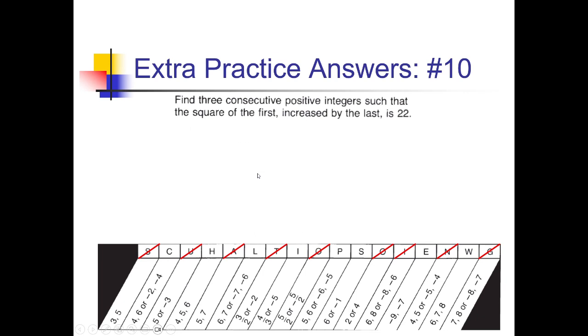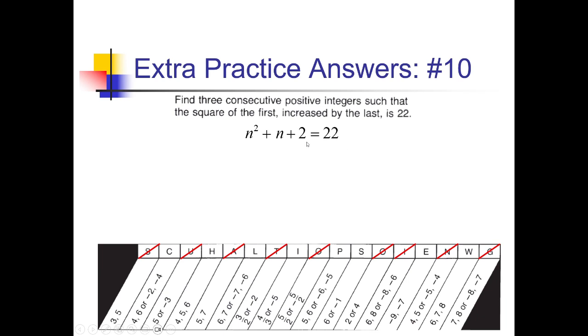3 consecutive positive integers such that the square of the first increased by the last is 22. Well, what are these 3 integers? We can call the first one n, the next one would be n plus 1, the next one would be n plus 2. So we said the square of the first, that's n squared, increased by the last. So we're adding n plus 2 to that. And we don't really need a parentheses because we're not multiplying it by anything, just straight out adding it. And then they said is 22, so equals 22.